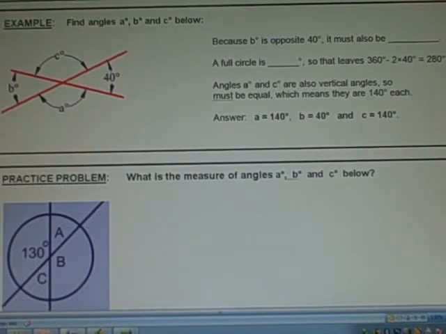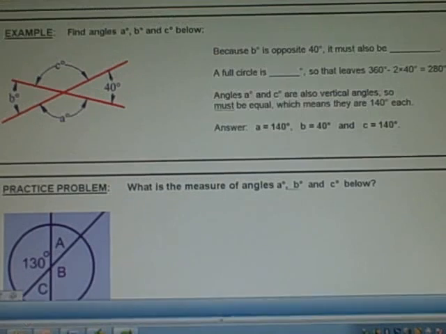So for example, we're going to find angles A, B, and C as shown here. So because angle B is opposite angle D, this angle D that we know is 40 degrees, it must also be 40 degrees.